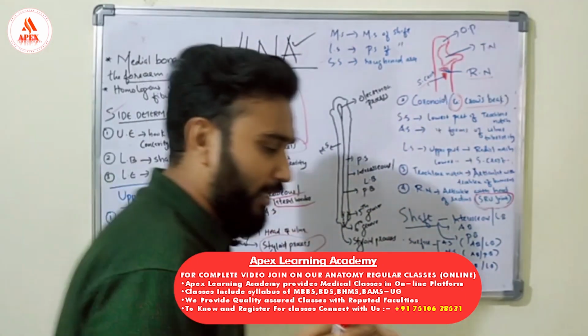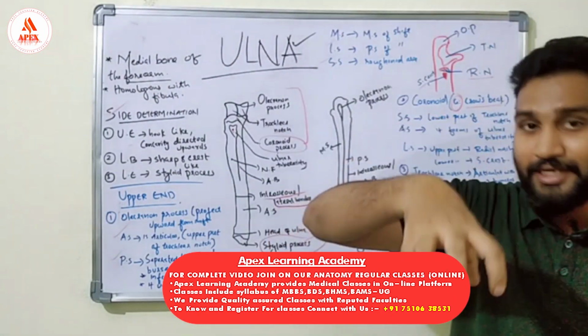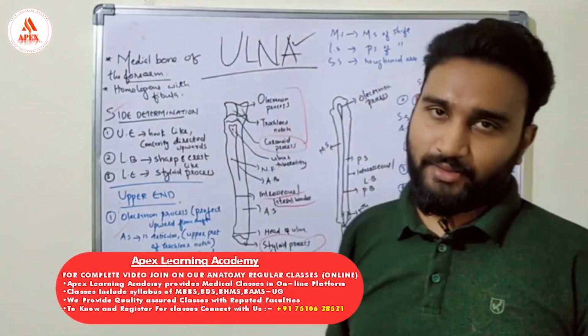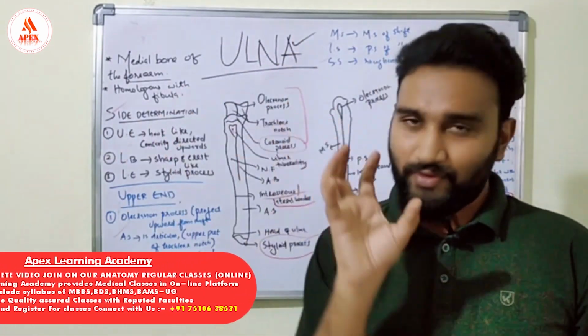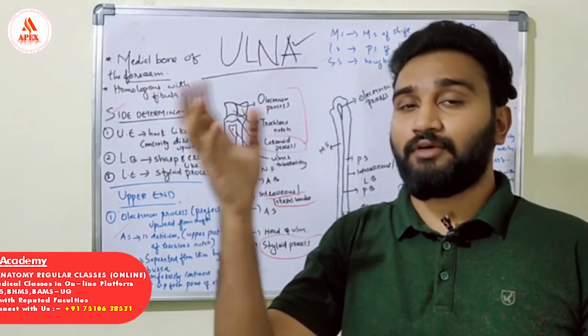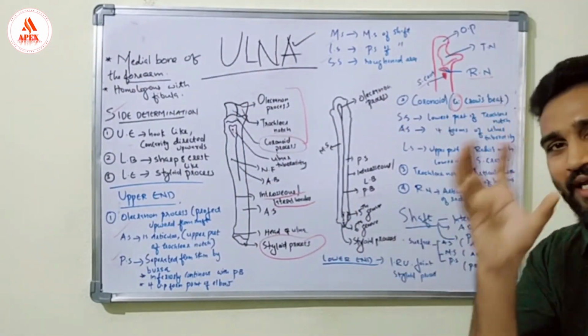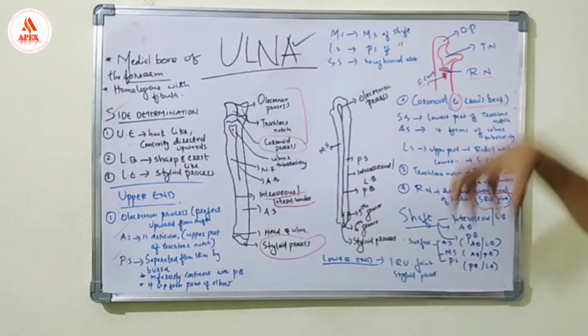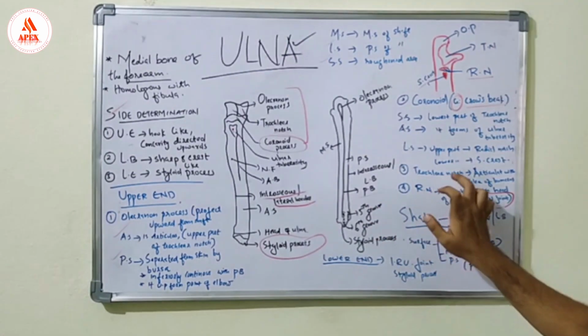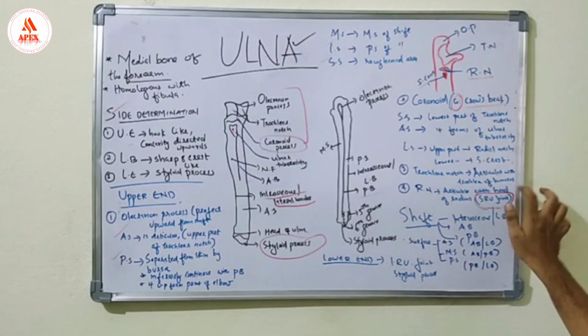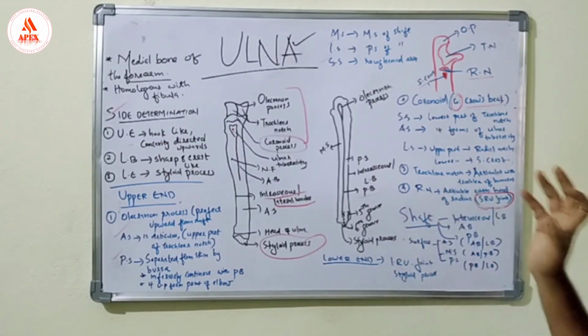Trochlear notch: we know that there is a trochlea present in the lower end of the humerus. We have the capitulum and the trochlea, which we discussed while taking the humerus. I told you in detail there. So the trochlea of the humerus attaches to the ulna through the trochlear notch. So the articulation is taking place there. And the last one is the radial notch.